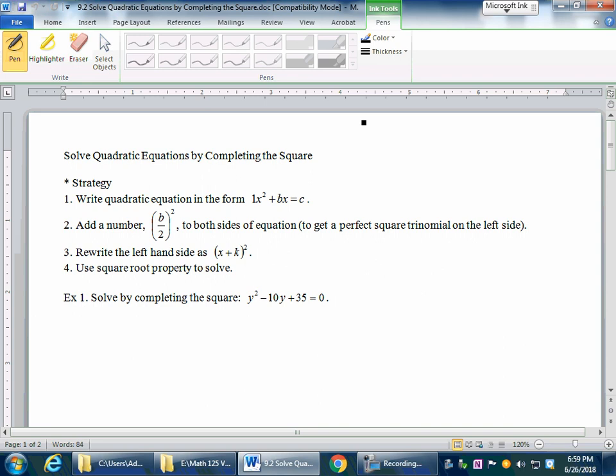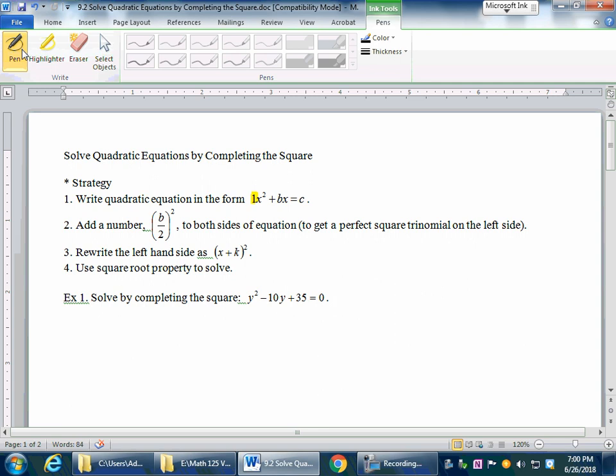So the process is, first we're going to rewrite the quadratic equation into x squared plus bx equals c format, with, this is very important, the leading coefficient being 1. So you need to make sure that it is 1, because only if that is 1, then the formula in the second step will work.